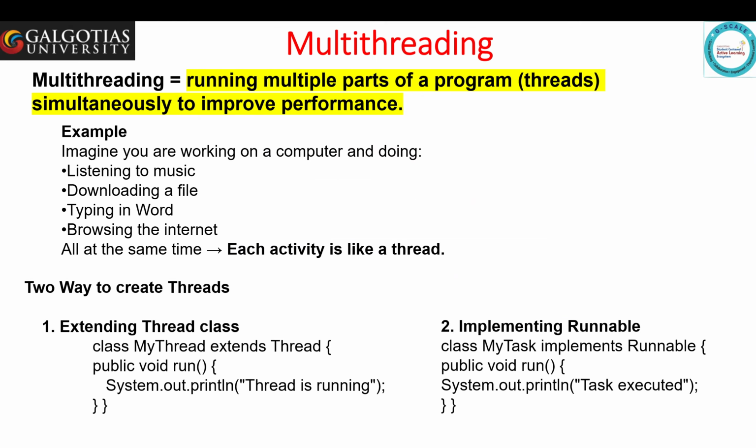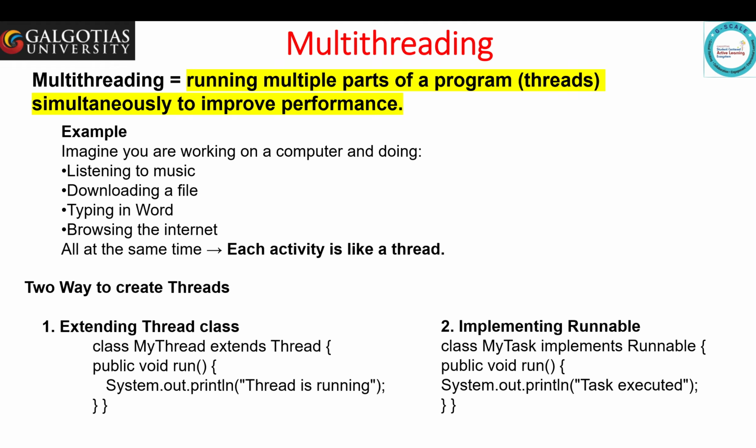Multithreading means running multiple parts of a program, called threads, simultaneously to improve performance. Think of your computer: you can listen to music, download files, type in Word, and browse the internet at the same time. Each of these activities is like a thread. Similarly, in Java, multithreading allows a program to perform multiple tasks at once.